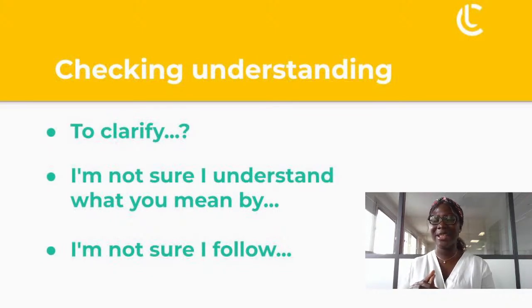This is to say that you did not quite understand what the person was saying and you would like them to clarify that. I'm not sure I follow. This also is used often to say that you did not quite understand what the person was saying. So for them to, for example, if it's a sentence, reformulate it again so that you can have a better understanding of what they're saying.